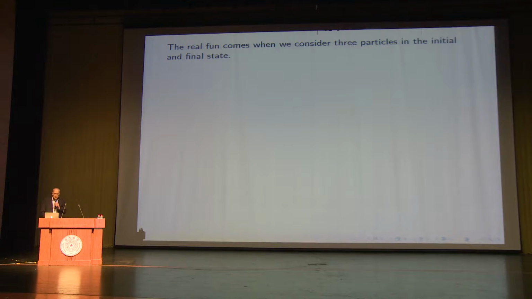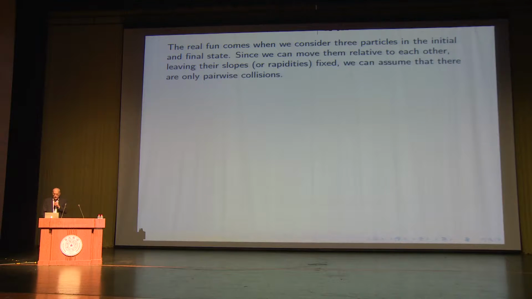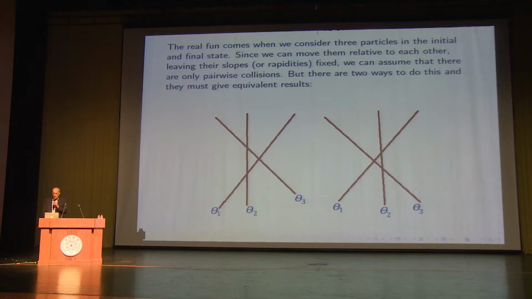The real fun comes when we consider three particles in the initial and final state. Since we can move them relative to each other, leaving their slopes or rapidities fixed, we can assume there are only pairwise collisions, but there are two ways to do this. There are two generic ways for 3-to-3 scattering to be described as a sequence of three pairwise collisions, namely the pictures on the left and on the right. And in a theory that has symmetries that can move particles by velocity-dependent amounts, these pictures must be equivalent.